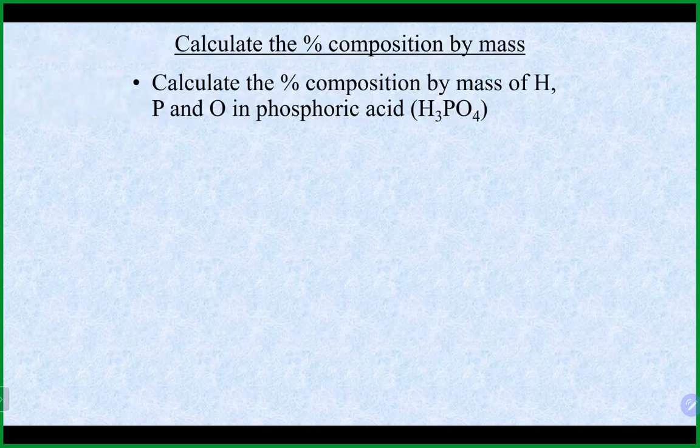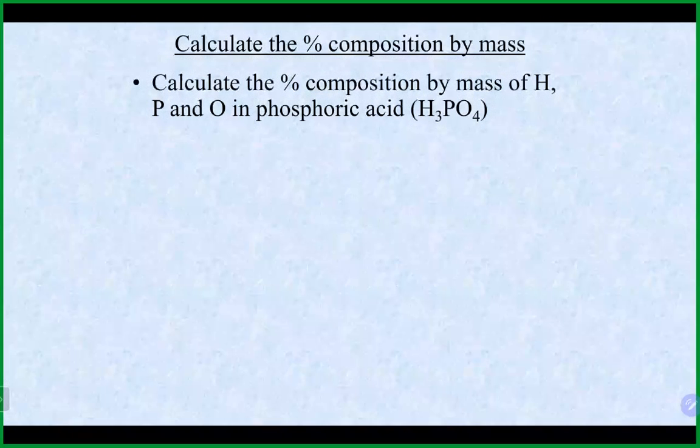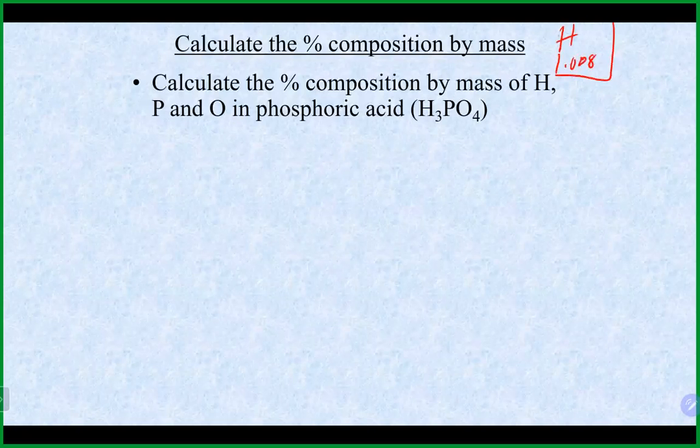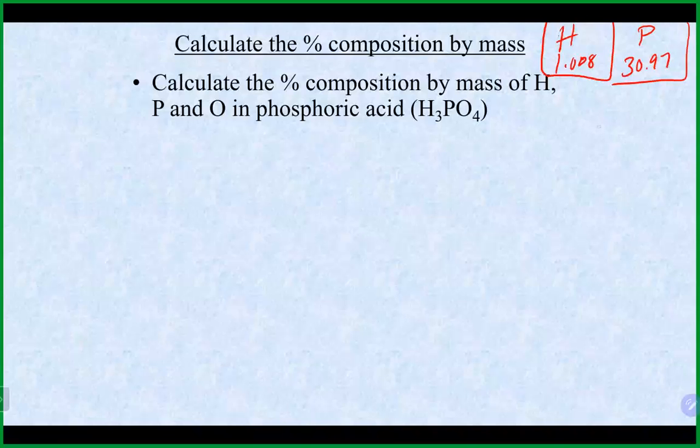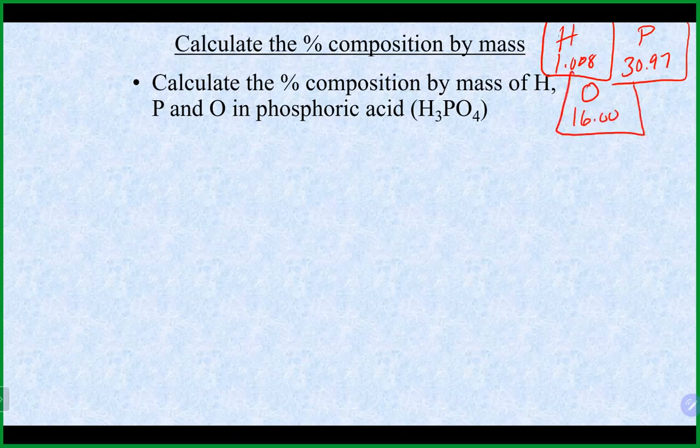We want the percent composition of hydrogen, phosphorus, and oxygen in phosphoric acid, which is H3PO4. I'm going to give you some numbers that might be helpful. Hydrogen 1.008, phosphorus 30.97, and oxygen 16. All right, so we're looking for the percent composition of each of these elements in this formula. So come up with what you got.